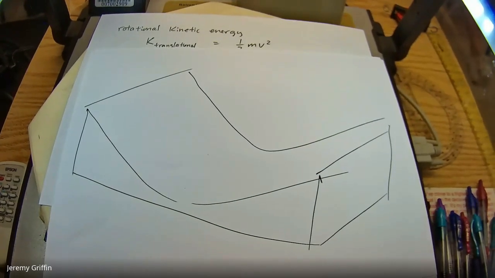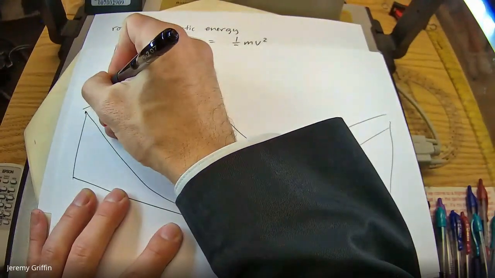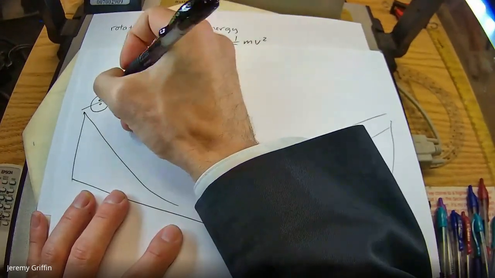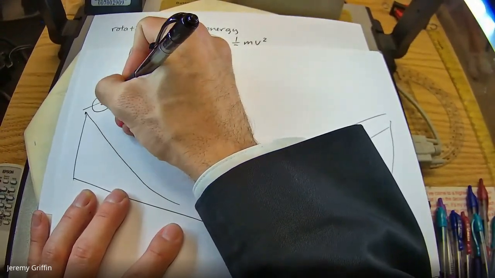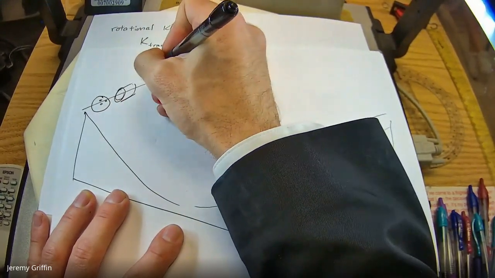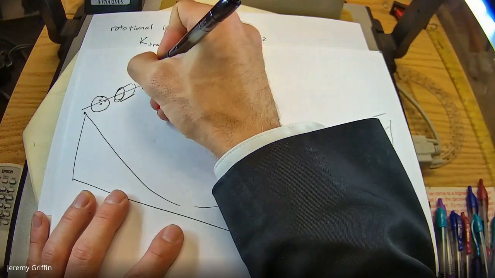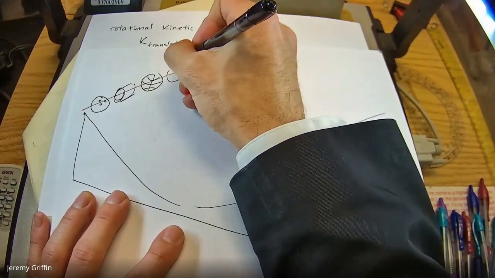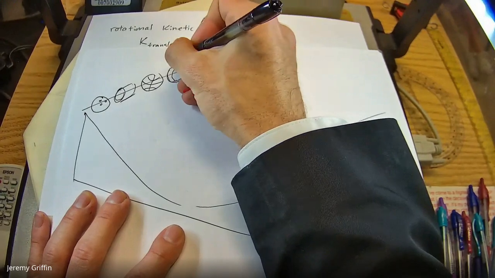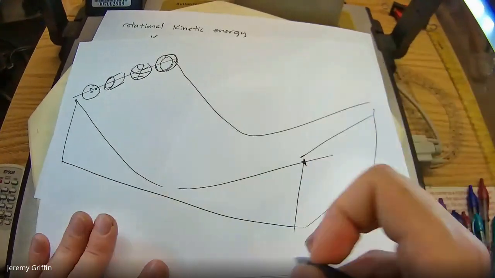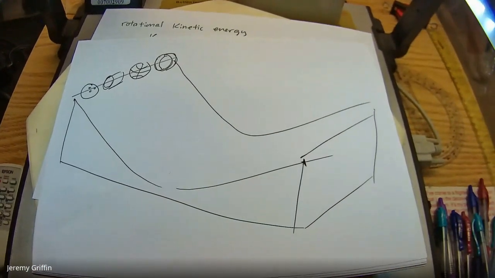Different objects. Okay. Let's go a bowling ball. That's to say maybe a solid sphere. Okay. Let's go a solid cylinder. Let's go a basketball. And a ring. I wonder who's going to win the race to the bottom of that incline.